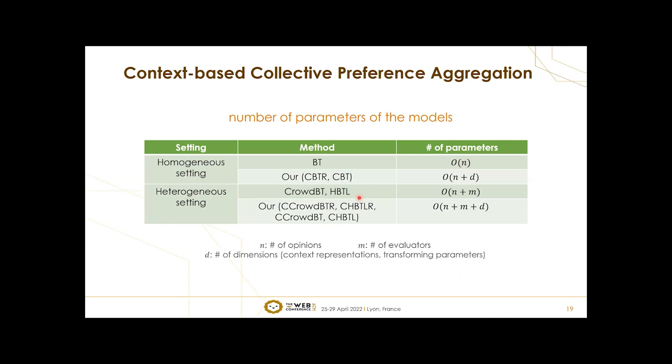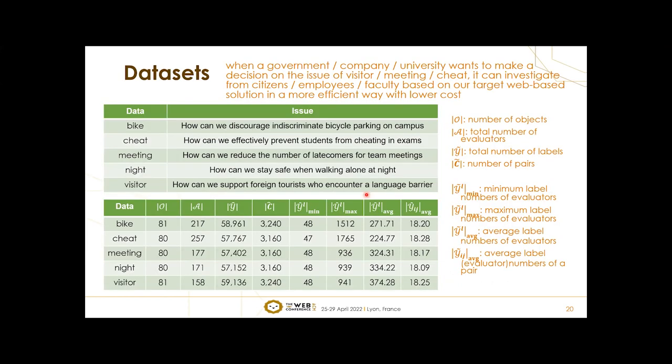Okay, this is some discussion of the number of parameters. And so let's come to the experiment. So we have several real data sets which contain real crowd opinion and preference. For example, the government can investigate the opinions from the citizens, a company can investigate the opinions from employees, and university people can ask the opinions from the faculty members.